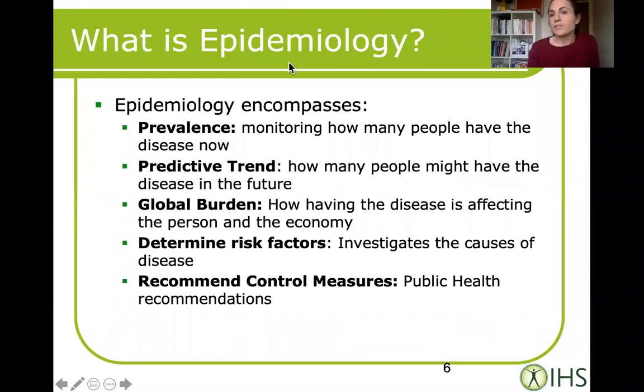Epidemiology is sometimes called the science of public health. It aims to determine the prevalence of a disease, so how many people have a disease; the predictive trend, so how many people might have the disease in the future; the global burden of the disease, so how having a disease is affecting the person and the economy; and the risk factors associated with the disease. Based on that, they will hopefully generate public health recommendations.